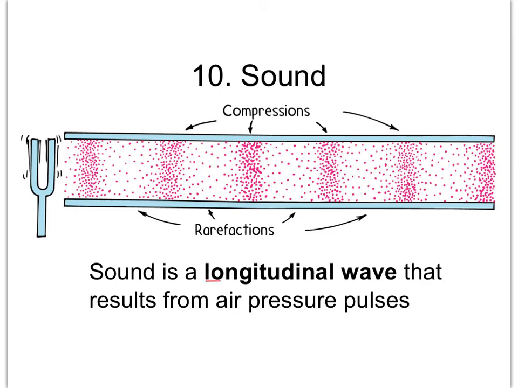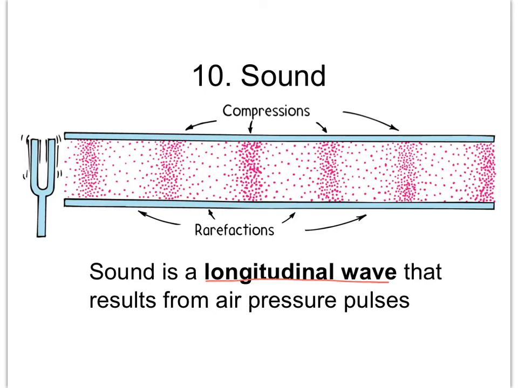So sound is a longitudinal wave. We talked about that before, and that basically means that the waving motion, the oscillations, are parallel to the motion of the wave. So we talked about the example of a slinky where you bunch it up and you send those pulses down the slinky and they're oscillating back and forth in the same direction that the wave is moving.